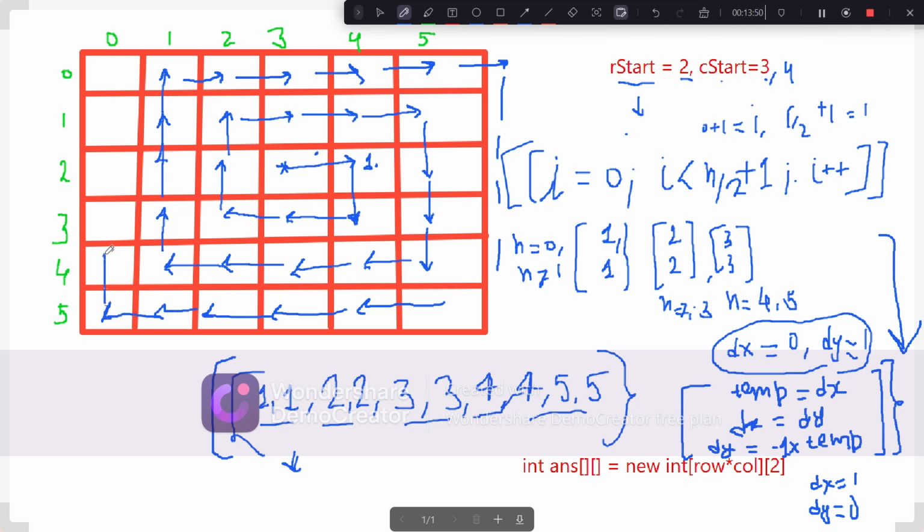Now in this way, when we go further, there would be a time when our total operations would match row into column. Okay, so in this case it would be 36, right? Then we would be closing our for loop, and all the coordinates would be in this array. So let me show you my code here.